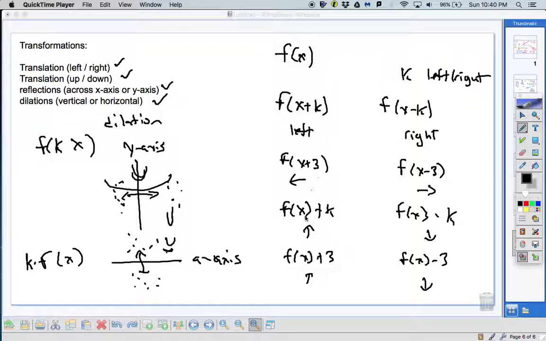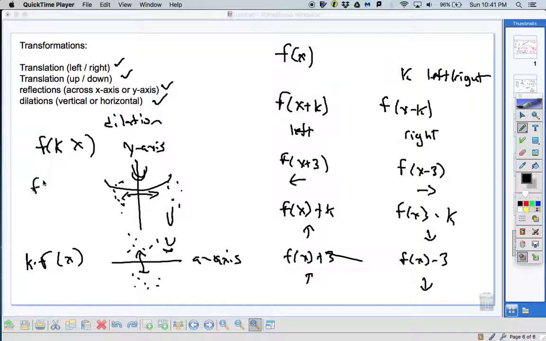If you're adding or subtracting, you're going to do a translation. If it's inside with the x, that moves it left and right, opposite signs the way they look. If it is outside, then it's going to be moving it up and down with the same signs the way they look. For a reflection, we're just putting a negative either inside will reflect across the y-axis, and outside will reflect across the x-axis. And lastly, if you put a constant in here and multiply it by x, that's going to do a dilation left and right by that thing.